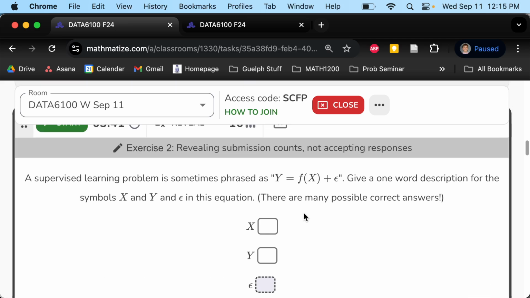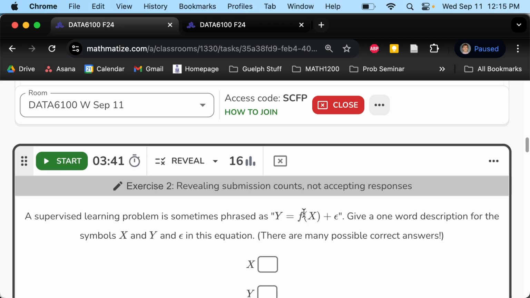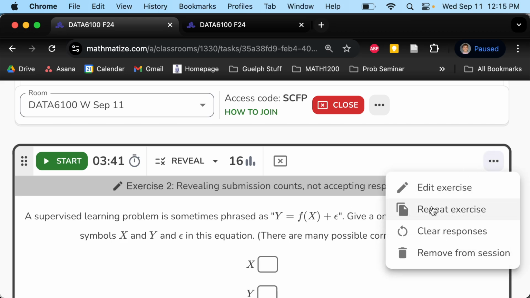And error is not wrong, but it's not specific enough. So if you typed in error, I would like you to think, what can I say that's more specific than just error? What type of error is it? Where is it coming from? What is causing this epsilon? So let me send it out for a revote. And if you typed in epsilon, type in something else. Okay, let me repeat it.